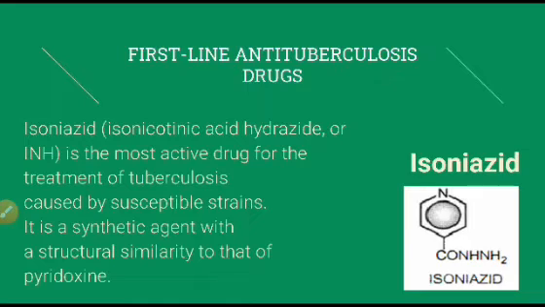Now we'll discuss the first line anti-tubercular drugs, and the first drug I'm going to discuss here is Isoniazid, one of the very important drugs. Isoniazid is also called isonicotinic acid hydrazide, or represented as INH. It is a very important and essential component of the anti-tubercular regimen.